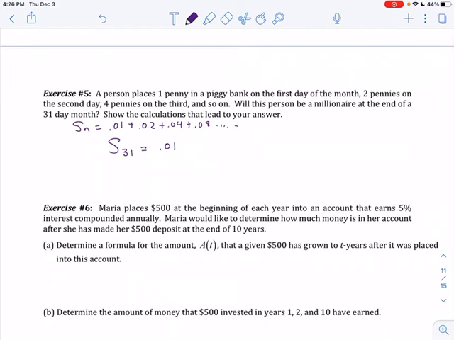It is the first day minus the first day times the common ratio. I'm doubling it, so that common ratio is 2 to the 31st power, over the first day minus 2. And if I do this whole thing in my calculator, all right, I get $21,474,836.47. I know, it's unbelievable. So yes, this person is a millionaire.